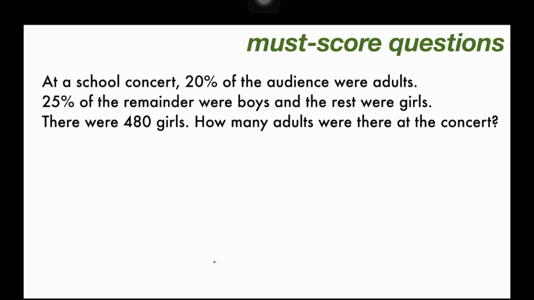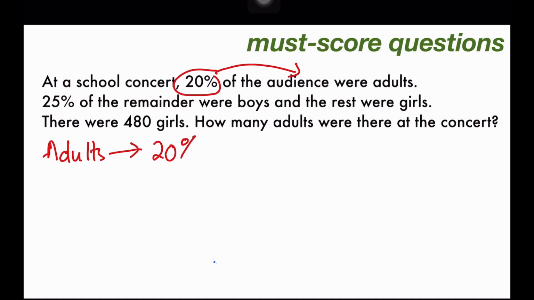At a school concert, 20% of the audience were adults. If 20% of everyone were adults, that means I would have 80% left. Am I right? But now, the most important phrase in this entire question is 25% of the remainder were boys. So remember, just now we talked about the remainder percentage being 80%. So what does it mean, 25% of 80%?